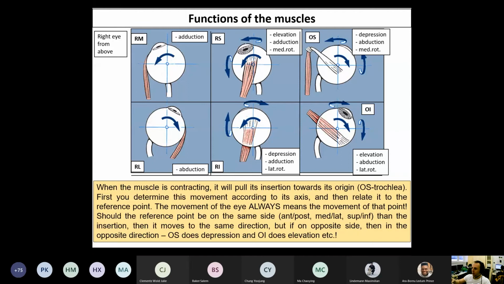And if the point of reference is on the same side, so if the insertion is anterior and the point of reference is also anterior, then they are moving the same direction. Or in case of the rotations, if you consider top part, so superior part, inferior part, again, they are moving in the same direction, or in the opposite direction if they are located on the opposite sides. So that's one thing which you should consider.